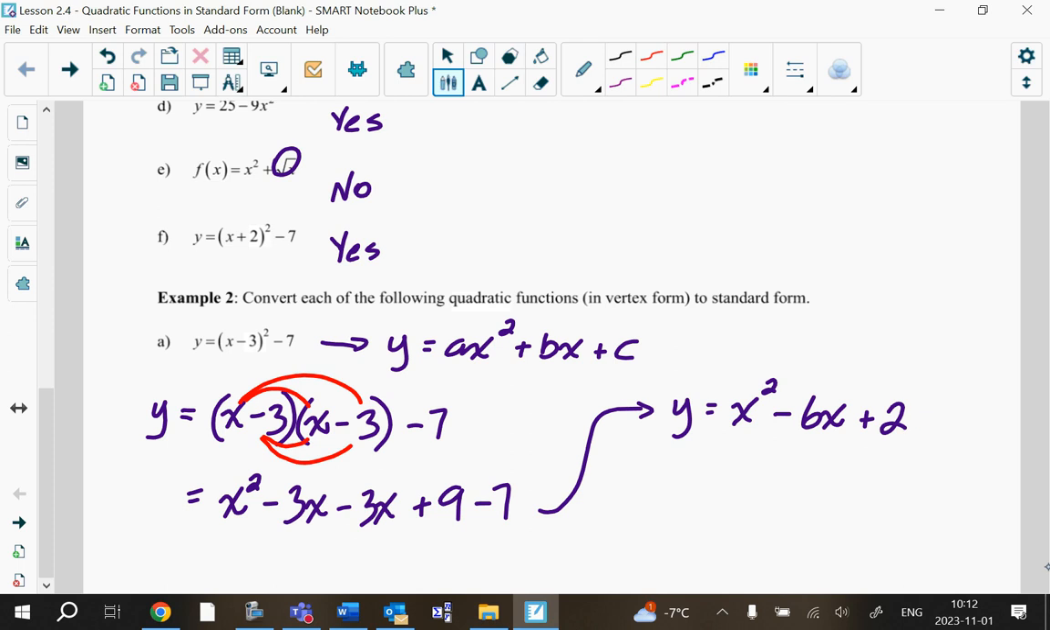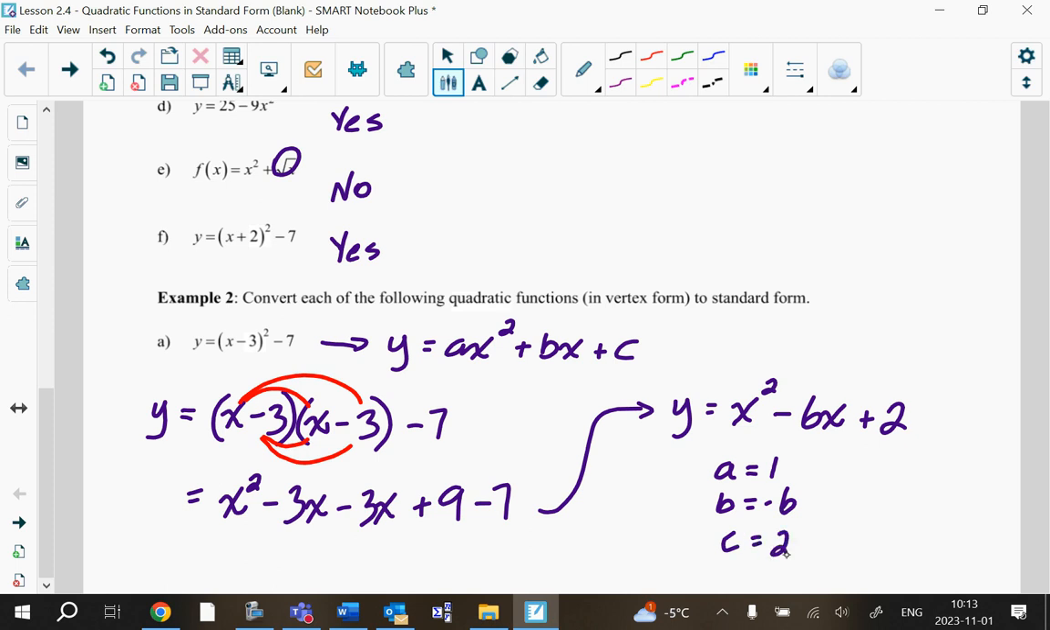What's the value of a in this? The number in front of the x squared. 1, right? Because there's no number. If there's no number, we always assume it's 1. What's the number in front of the x? No, what's b in here? Good. What's c? Right, 2. So here, a would be 1, b would be negative 6, c would be 2.